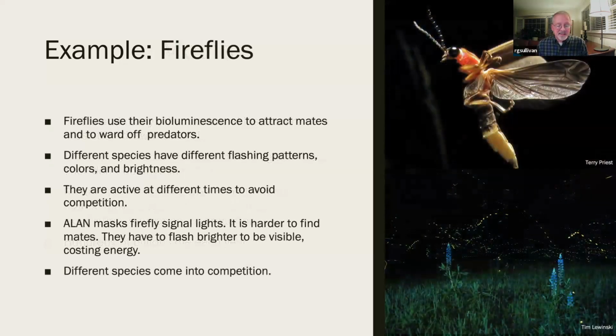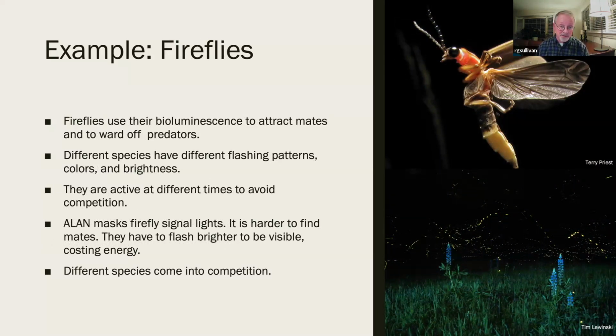I think the last example I have is fireflies. I'm sorry, I'm close to the end. So fireflies use bioluminescence to attract mates, in some cases to ward off predators. They actually flash with amber colored signals in some cases, and they are messed up by lights. It makes it harder for their flashes to be seen.